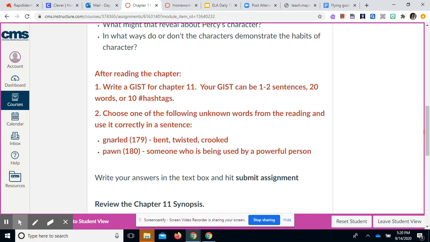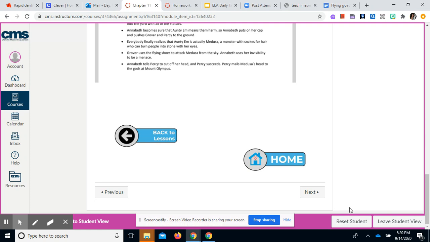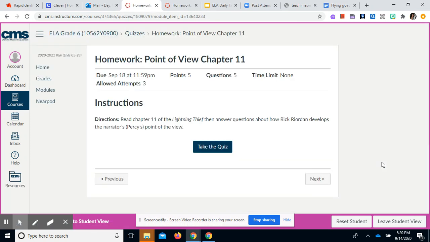Then the vocab words we have to choose from: gnarled, an adjective describing something; pawn, a noun, in this case, a person. Choose one of those words to use correctly in a sentence. The last part of today's lesson is a homework check point of view for chapter 11, 5 questions. It is a quiz in air quotes, not a formal grade. That is it for the lesson today.